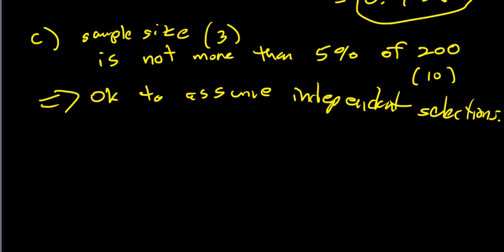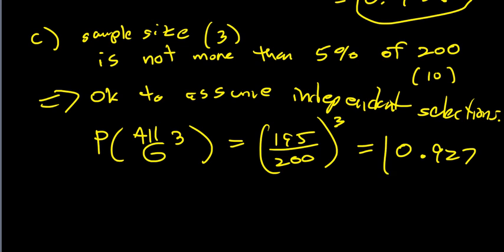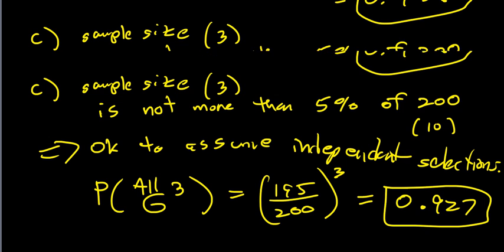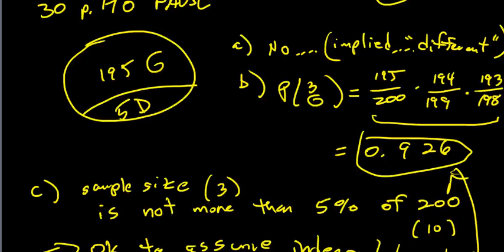Alright, so I'll work this out. Makes it quite a bit easier. The probability that all 3 are good, well, it's the probability that 1 is good, which is 195 over 200, multiplied by itself 3 times. Basically I can shortcut it by taking 195 over 200 to the 3rd power, and you'll notice I get pretty much the same answer with a lot more button pushing in part B, right?